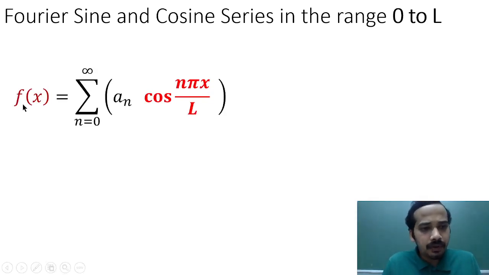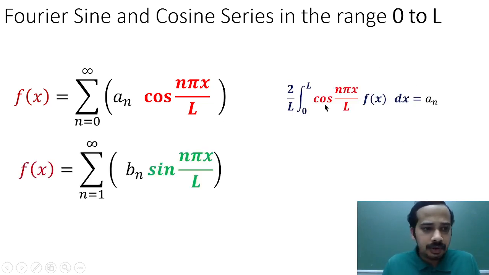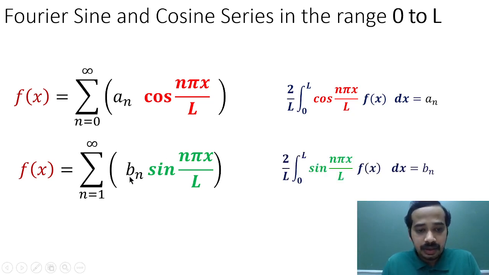We can express f of x only in terms of cosine functions, where if you need the coefficient of this expansion, you can obtain it by this integral, similar to that one. If you wish to express f of x in the range 0 to L only in terms of sin(n pi x by L), again you can do that, and you can obtain this bn, the coefficient of expansion, by this integral. These are also very similar to dot products.